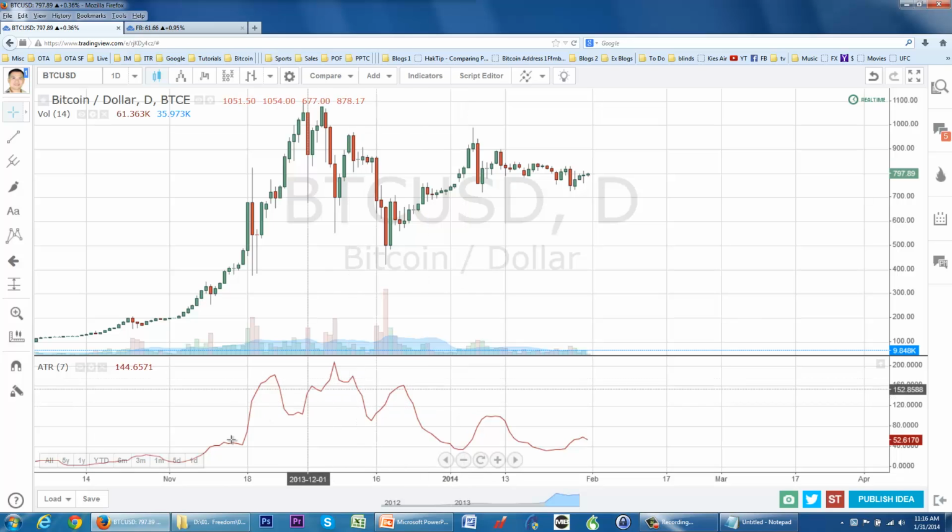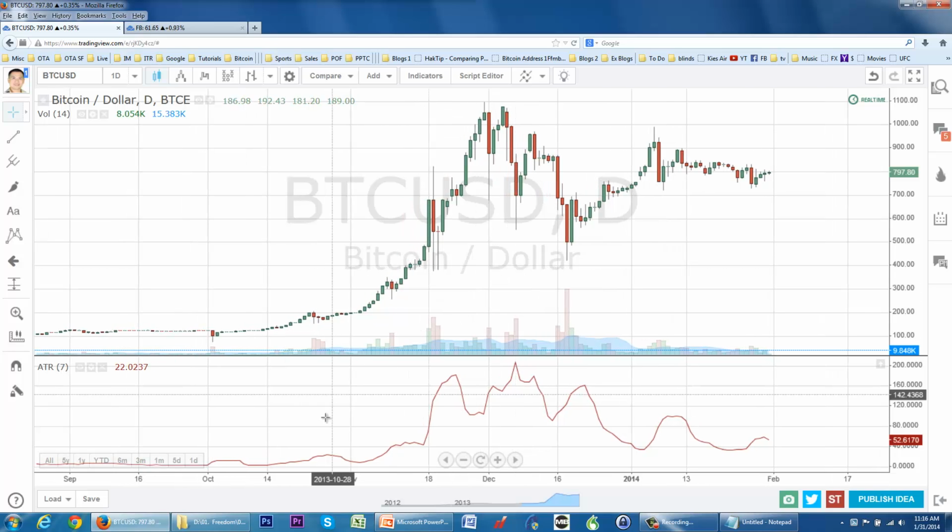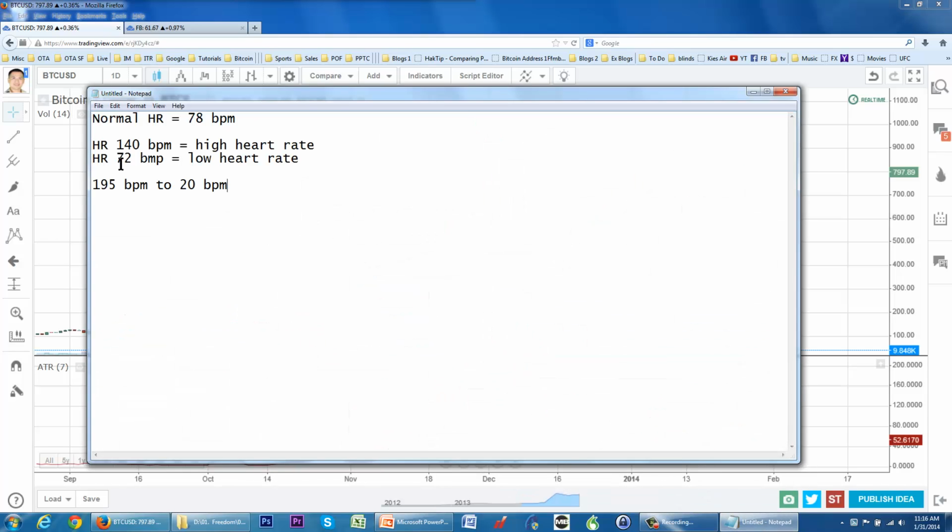So right now, we notice that price ran up. In the past, as you can see here, you'll notice that the price movement of Bitcoin was before the huge run up. If we put a line right here, you'll notice that it was around $10 a candle. So to go from $10 a candle in the beginning of October all the way up to around $150 to $200 in the middle of November to the middle of December, that is a huge run up. That's like saying that my heart rate went from 78 to 195.